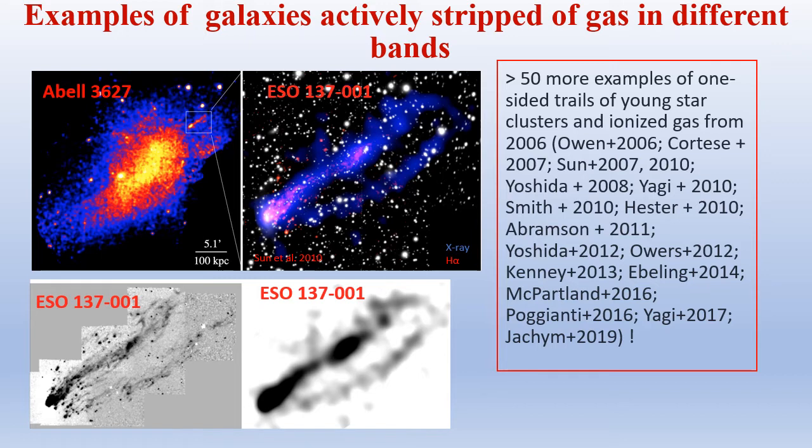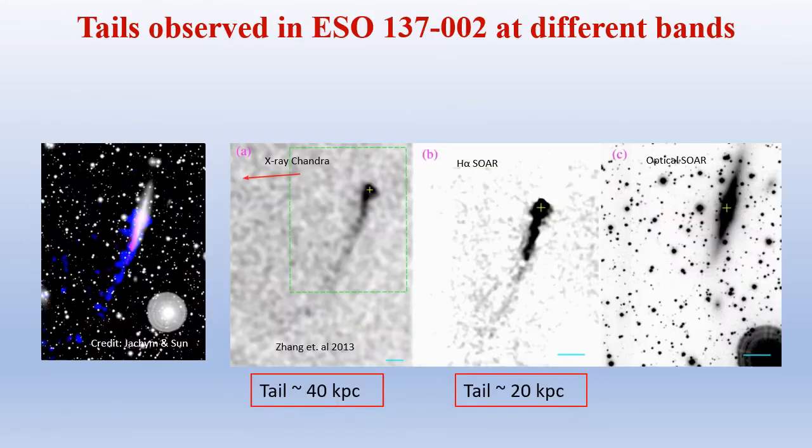To the top right is the zoom-in image of the same galaxy ESO 137-001, with the X-ray emission from Chandra in blue and H-alpha emission from SOAR data in red. So these strippings have occurred in all bands. Here are some images of ESO 137-002 tails at different wavebands. The tail stretches from the nucleus to the downstream. As you can see, the images also show a tail, or to be specific, double tails, in X-ray from Chandra, H-alpha and optical from SOAR data.